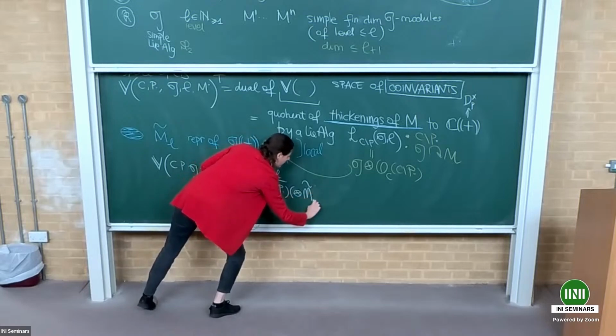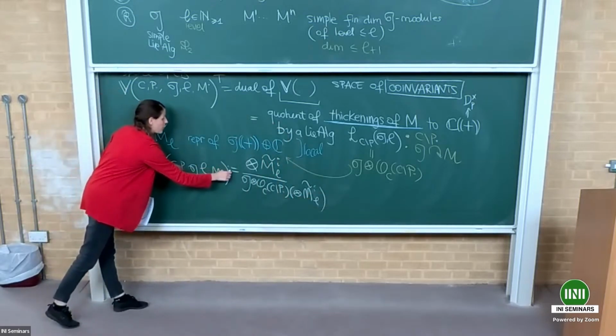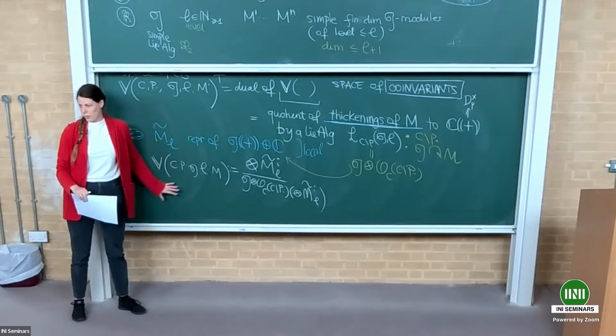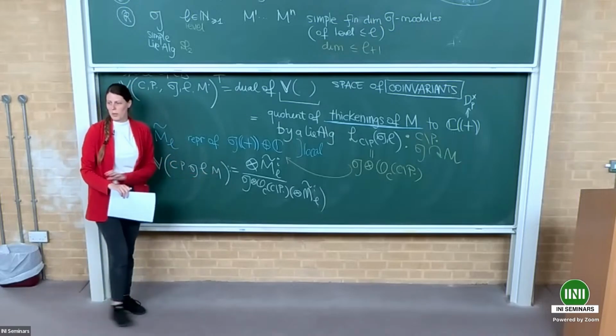Oh, sorry. Right, so this is the definition of coinvariants. And if some of the data are clear, I might drop them from the notation. Are there questions at this moment?